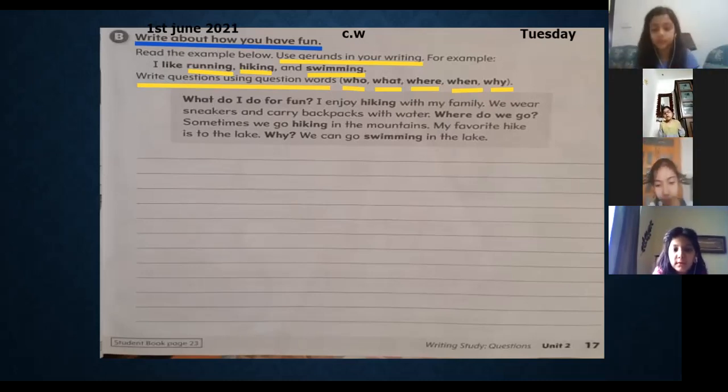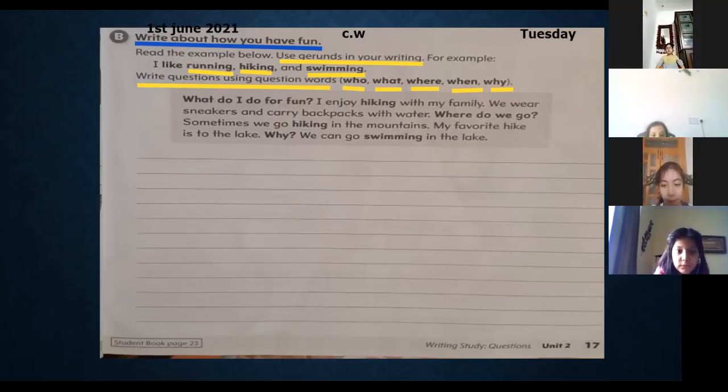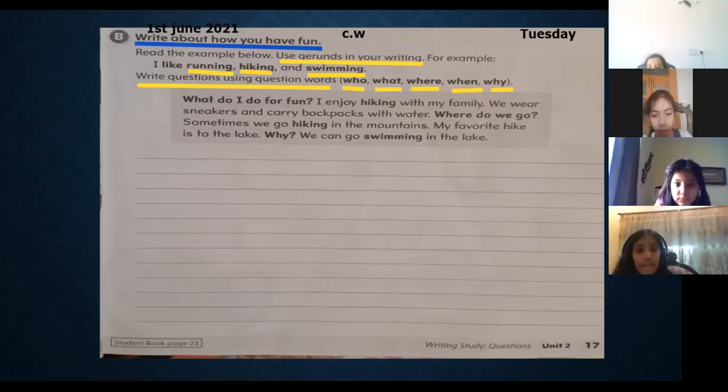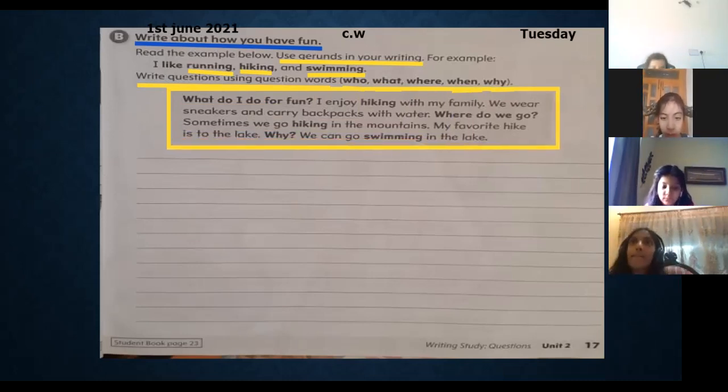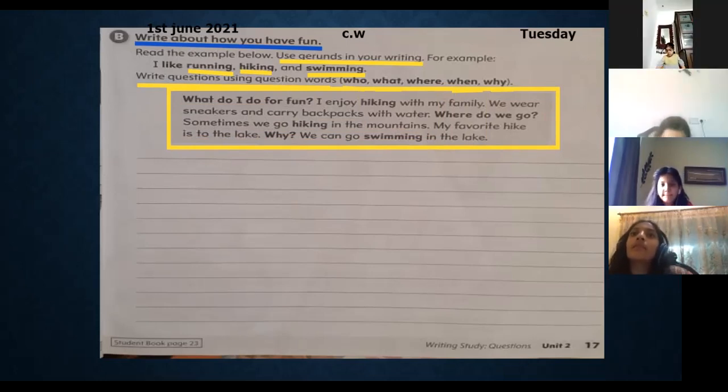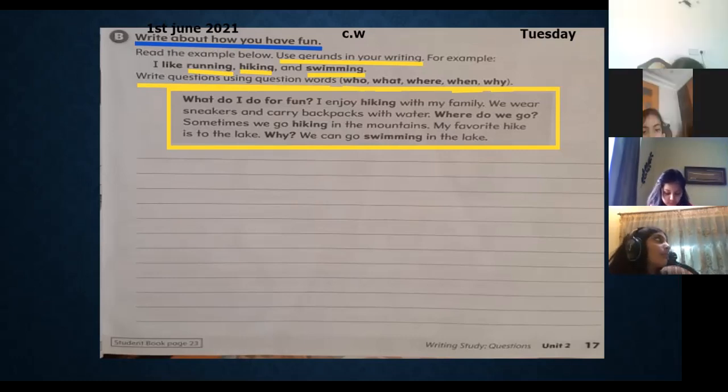Okay, students, as you see the example which they gave you, kindly have a look at the example. This is the example which they gave you to understand how you have to start writing. So what is the first sentence they start with? What do I do for fun? They use the question word here and they use a question mark sentence. So, what do I do for fun? I enjoy hiking with my family. So you see, students, hiking is the word which is called a gerund.